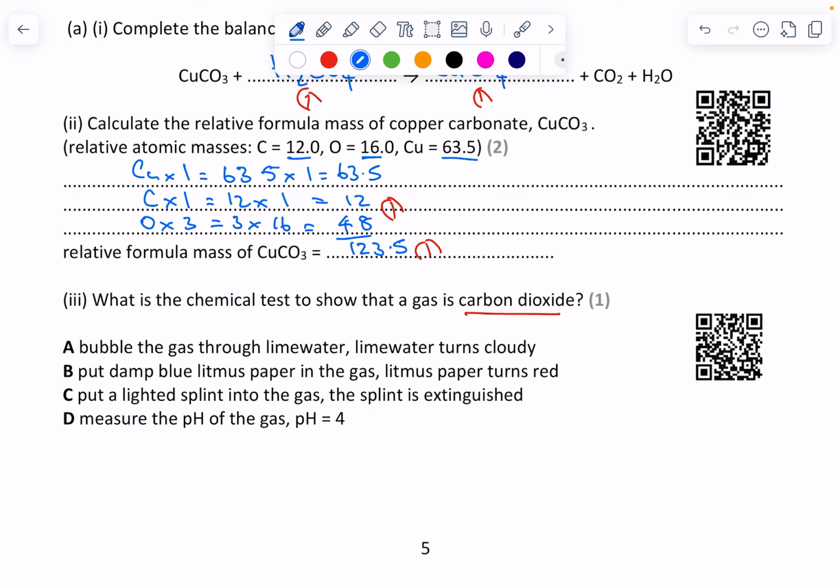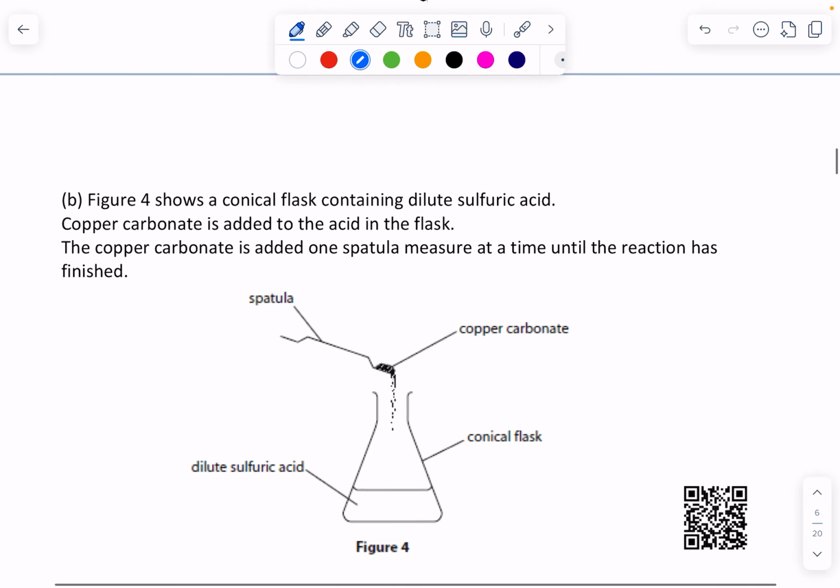Next one, which is a test for carbon dioxide. So carbon dioxide, if you remember, we bubble it through lime water, and the lime water turns cloudy. That's a bit of core knowledge for you. So that is option A.